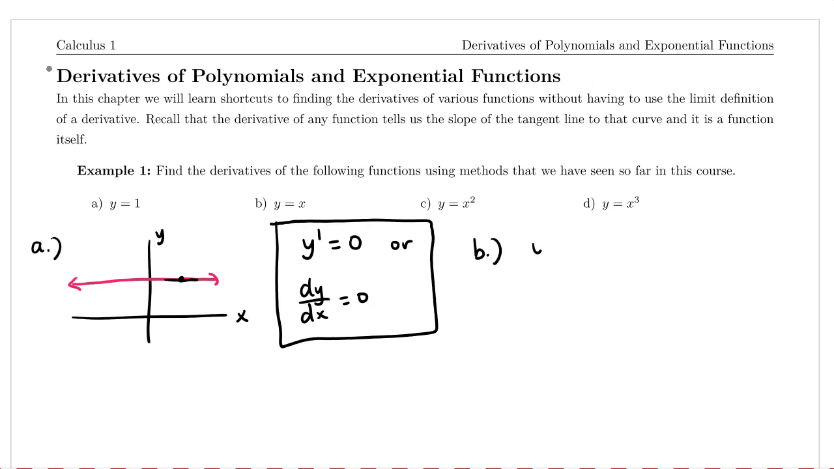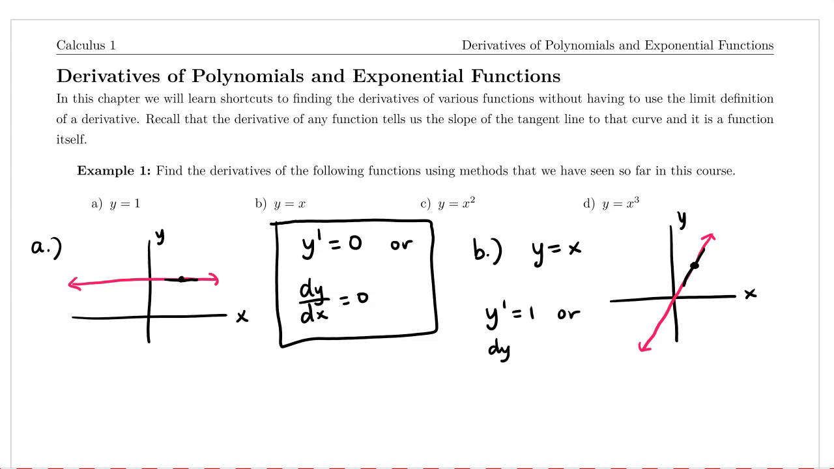For part B, we have the function y equals x. If I were to graph that, here's my y-axis, here's my x-axis. The graph would look something like this, where it went through the origin. And again, if I were to take the slope of the tangent line at any point, because this is linear, it would essentially be that line itself. And the slope of that line is 1. So we would say y prime is equal to 1, or we could say that dy dx is equal to 1.